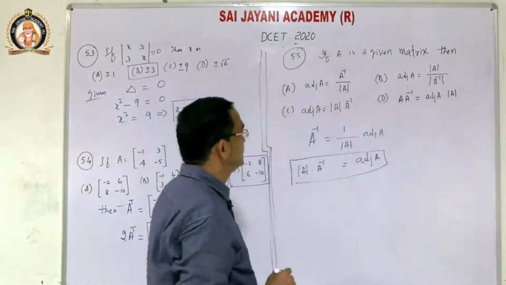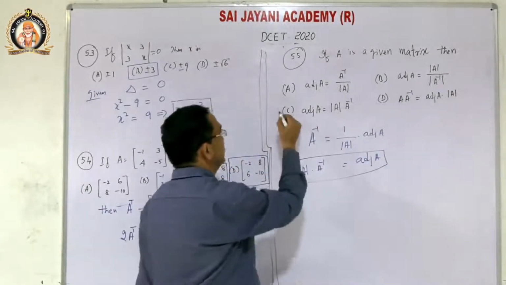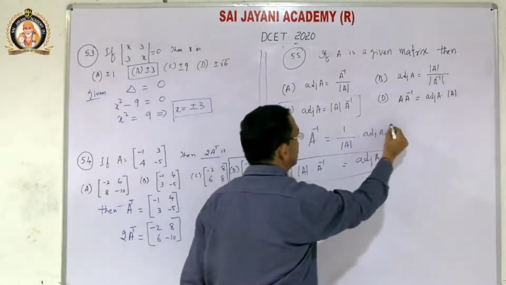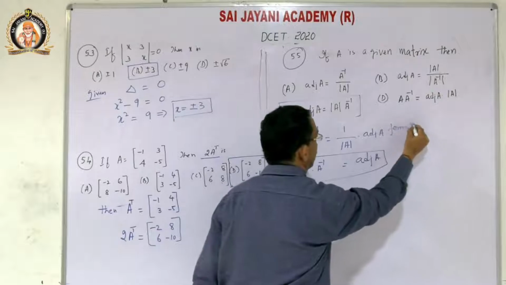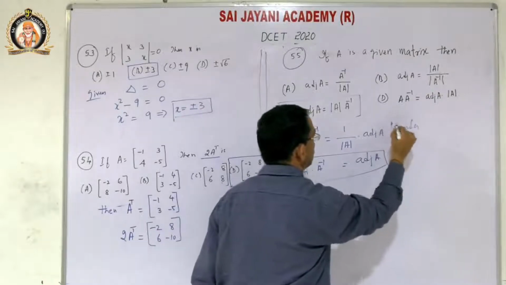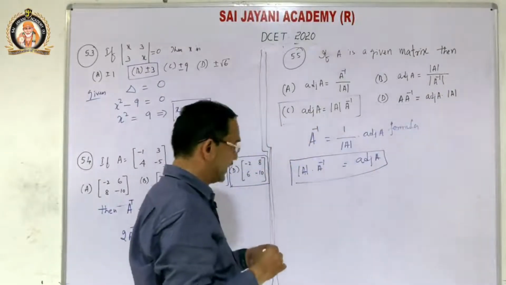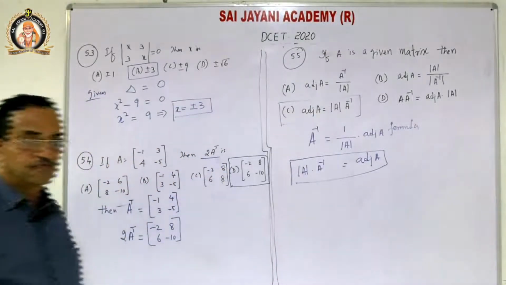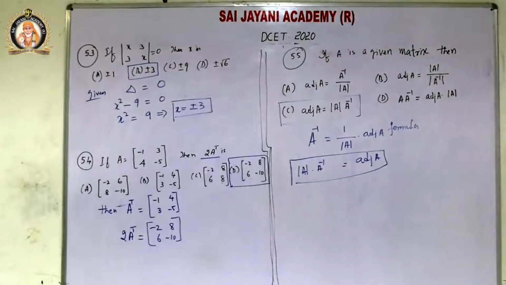Now we check which is the right answer. C is the right answer for this problem. So by knowing this formula, we can evaluate the answer. This completes question number 55. Keep in mind that 55 is over.